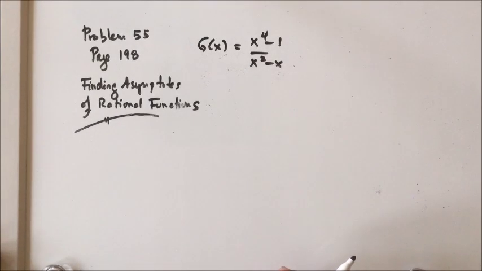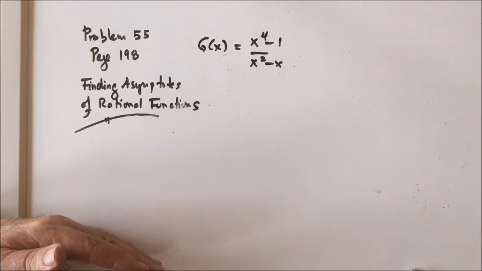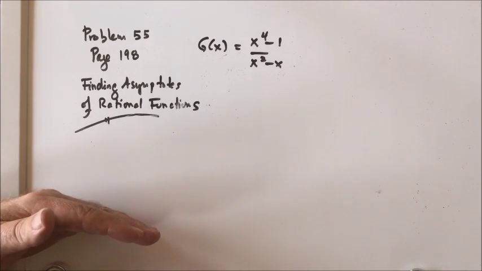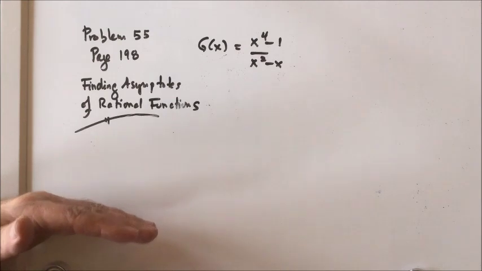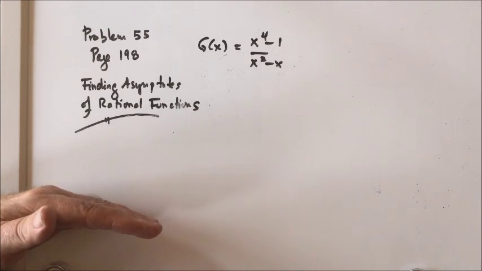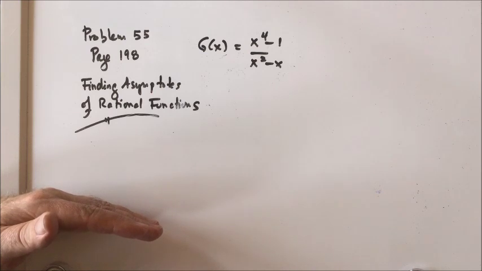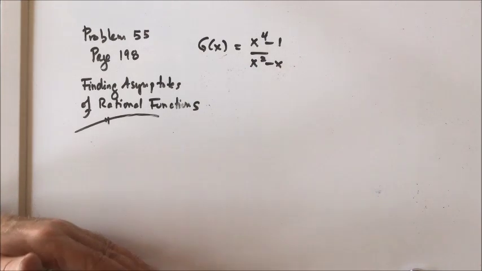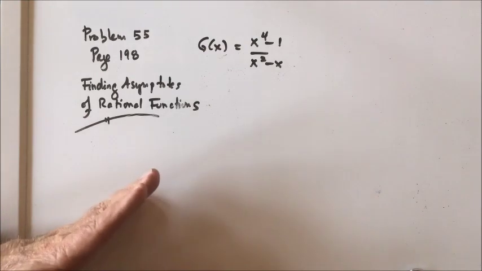So here is problem 55 on page 198. This is the third of three problems in which we're finding asymptotes for rational functions. If you've looked at the two previous problems that we've worked through, we first had a rational function that had the same degree top and bottom that produced a horizontal asymptote. The second problem had a polynomial on the top of the rational function that was degree 1 more than the polynomial on its bottom. That produced an oblique asymptote.